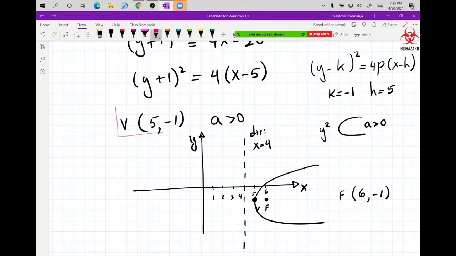That's it. Maybe I can do this. Would look a little bit better. That's the parabola.